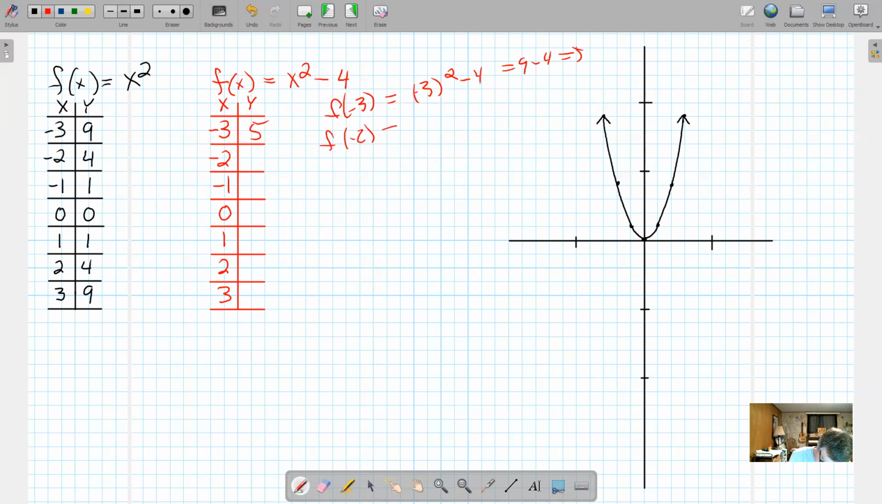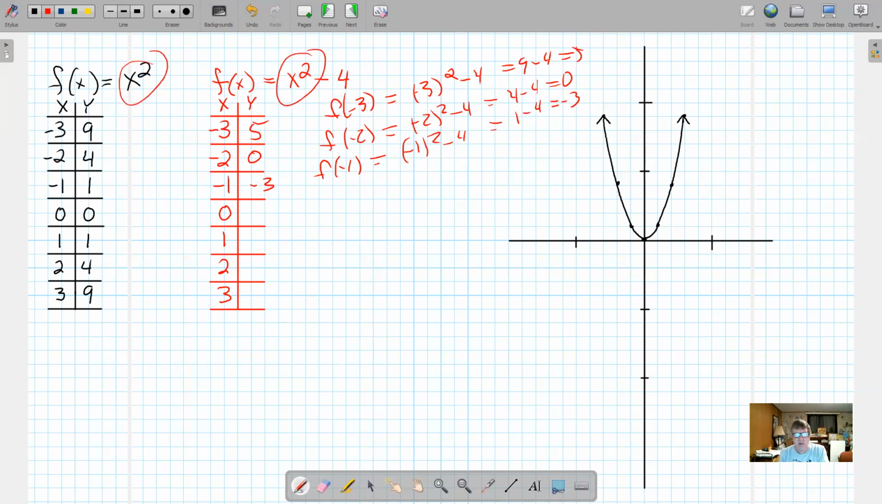F of -2 is going to be -2 squared minus 4, which is 4 minus 4, which is 0. F of -1 is going to be -1, the quantity squared, minus 4, which is 1 minus 4, which is -3. Well, again, this first part is just like f of x equals x squared. But what do we do once we get x squared? We subtract 4.